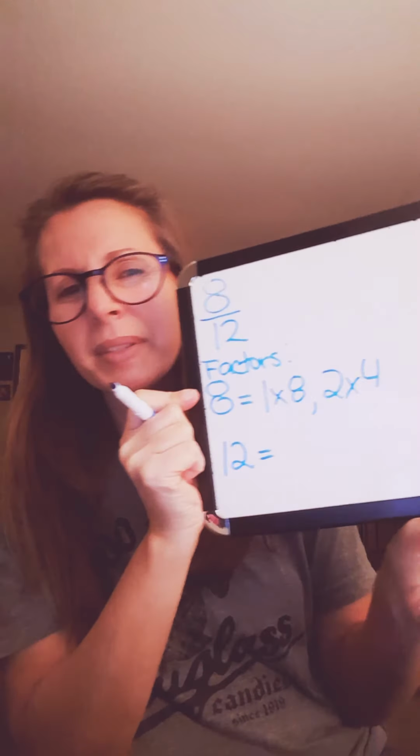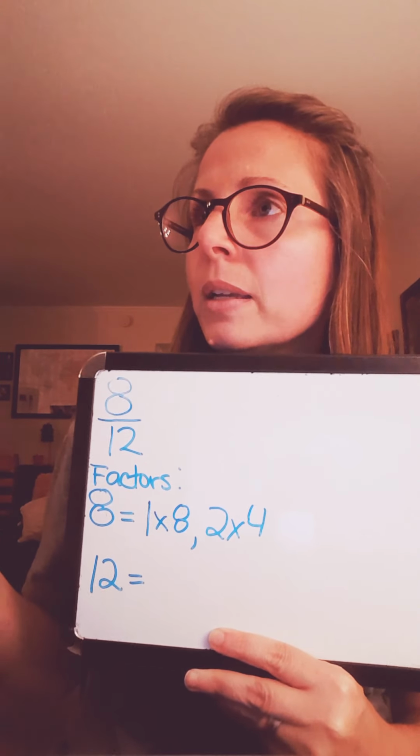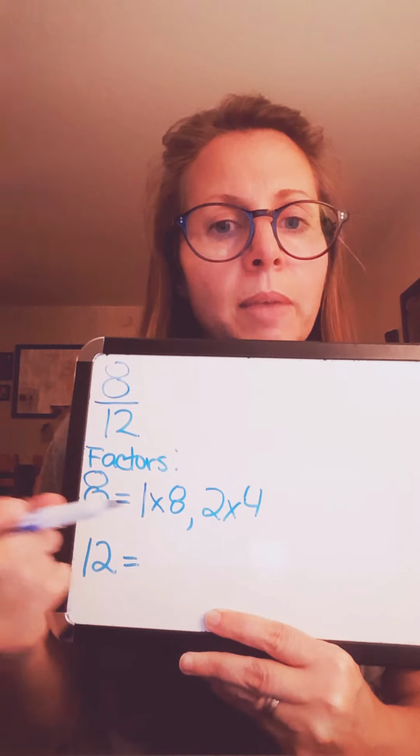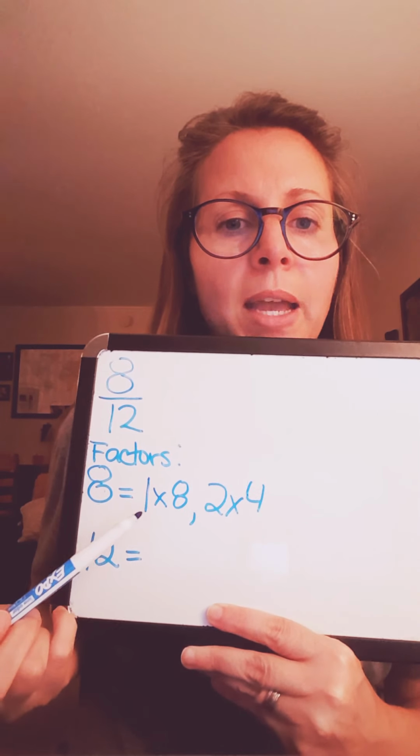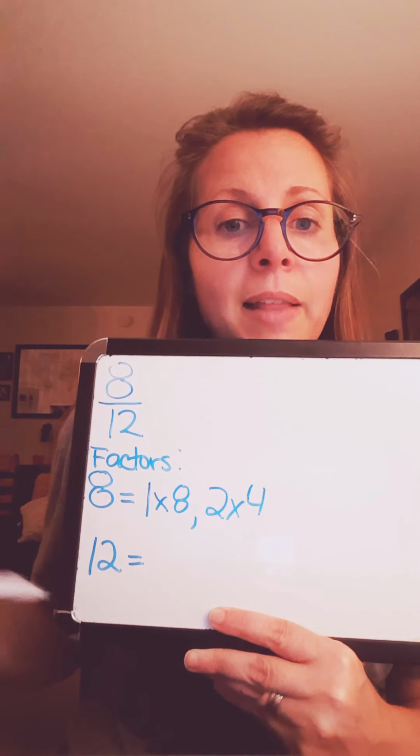And 3 times, nope, we don't need to do 3 because nothing times 3 is 8, right? 2, 4, 6, 8, yep. Okay, so let's see. We have 1 times 8 and 2 times 4 for the factors of 8. Now let's check out 12.